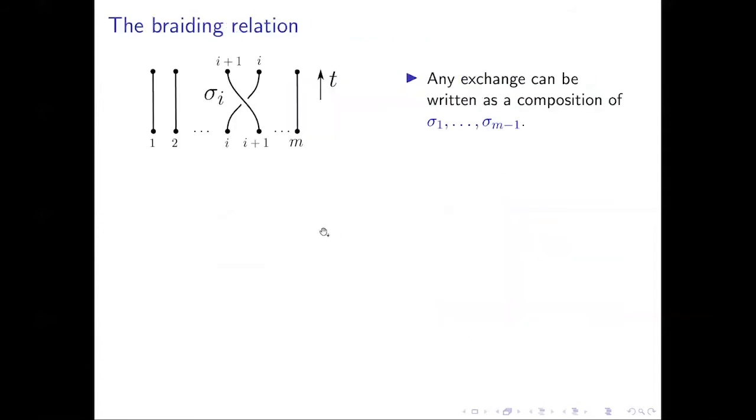Okay, so now we've got those simple braids, and they are defined as follows. We've got M anions, and we say that simple braid sigma i exchanges anion i with i plus one. And you have to believe me that any exchange can be written as a composition of those simple braids. It can be a very complicated one, but it's always possible.